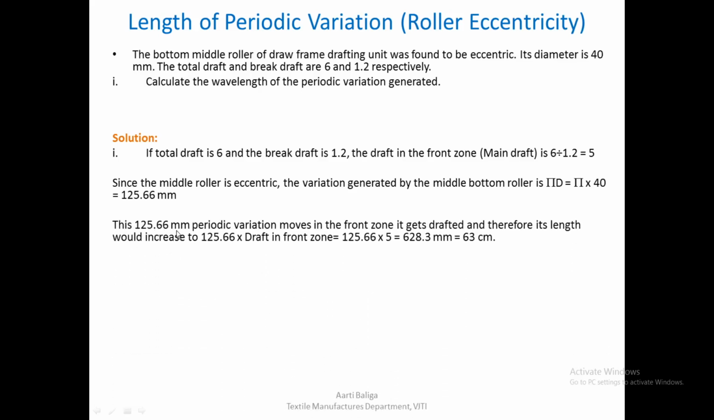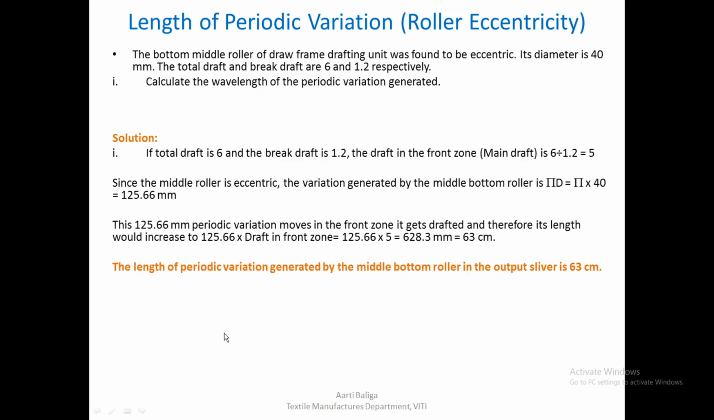This 125.66 mm periodic variation moves in the front zone, and here it would get drafted, and therefore its length would increase to 125.66 into the draft in the front zone that we would apply. So when you multiply that by 5, you get 628.3 mm, that is equal to 63 centimeters of periodic variation in the output sliver. The length of the periodic variation generated by the middle bottom roller in the output sliver is 63 cm.